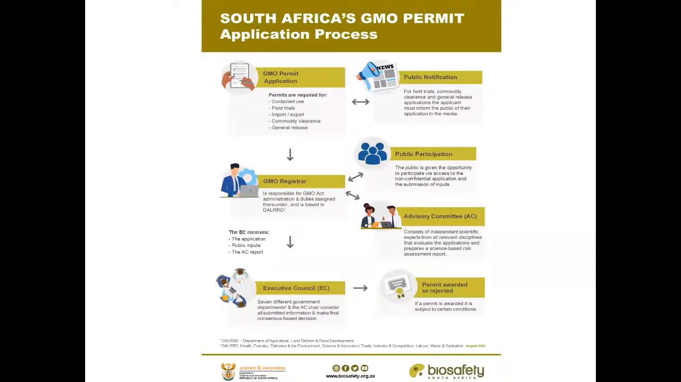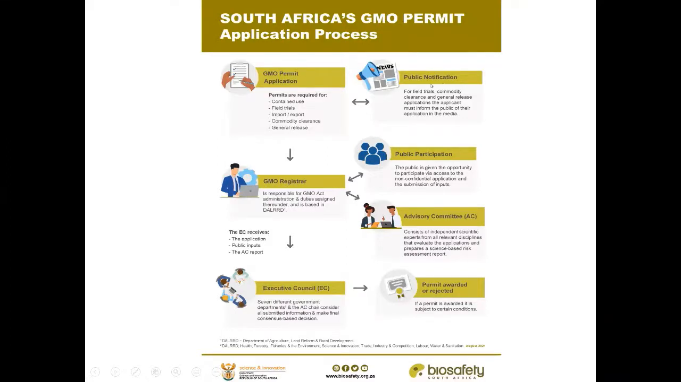Okay, then when we look at South Africa's permit application system, I won't spend a lot of time on this one because it's just to show you that there is a process that gets followed when an application is submitted by a particular person or a particular company and it seeks to obtain a permit to either do research on GMOs, to bring them into the country for commodity clearance, food and feed processing, or for exportation, or even for trials and so on. So the GMO application will be received by the registrar's office.